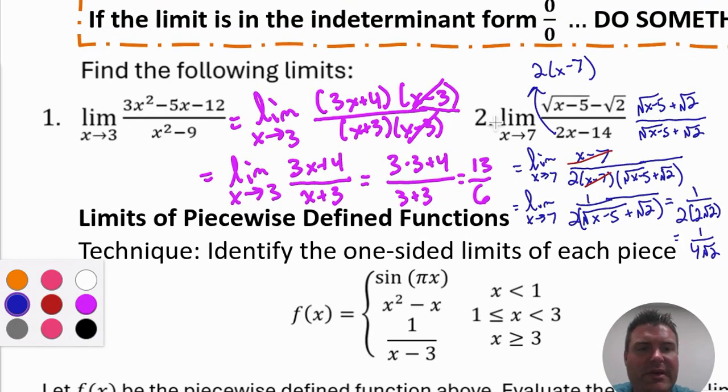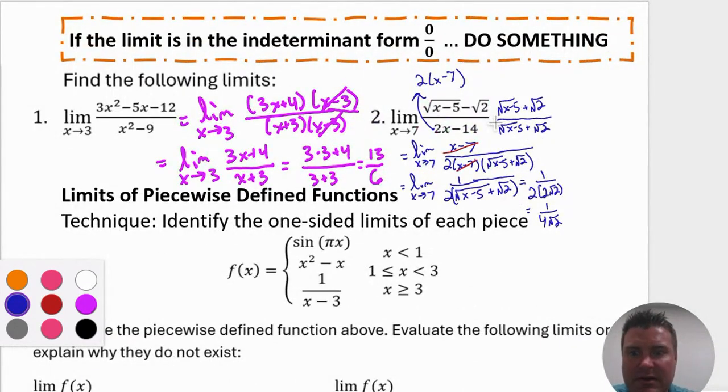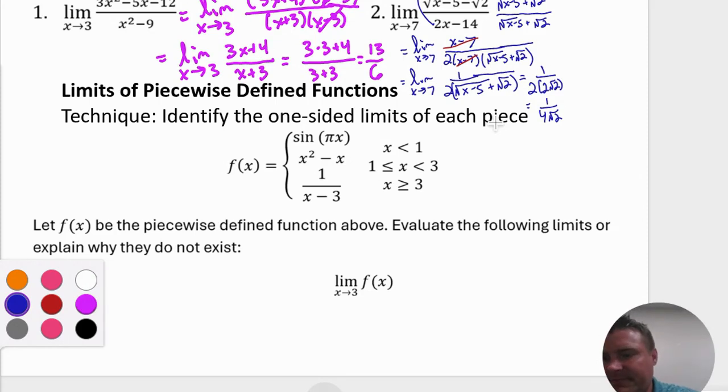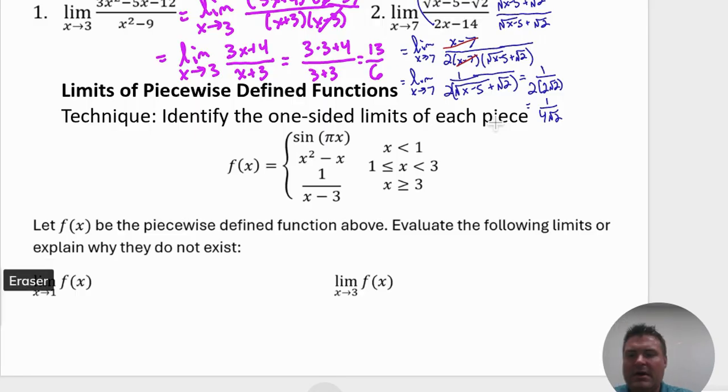All right, so those are the 2 big ways that we can go ahead and quote-unquote do something. Let's talk about piecewise functions here. There we go. So we have a piecewise function here, and what we're going to do is identify each piece. The top one is going to be sine of pi x, when x is less than 1. Between 1 and 3, we're going to have x squared minus x. And on the bottom piece, when x is greater than 3, we're going to have 1 over x minus 3. So what we're going to do here is identify each piece on these limits.